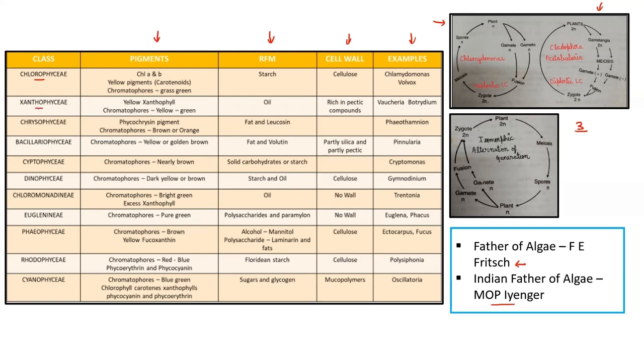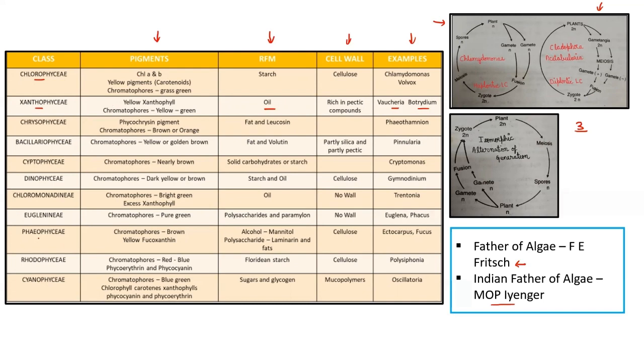Now let us talk about the second class, which is the Xanthophyceae. Xanthophyceae contains reserve food material as oil, and the cell wall is rich in pectic substances. The examples or representatives are Vaucheria and Botrydium. Talking about pigments, the pigment is mainly xanthophyll, which is yellow, and the chromatophores are yellow-green in color.